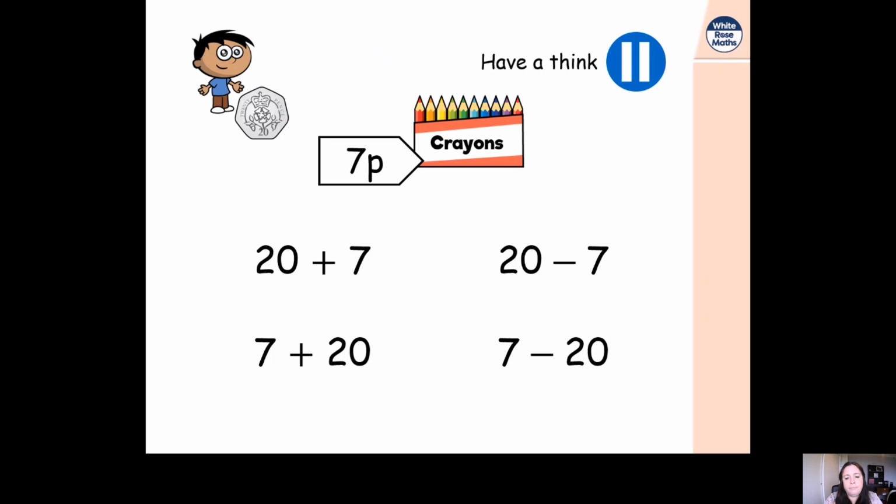The amount of money that Amir has is going to reduce. So the calculation isn't going to be an addition. He's not going to add 7. So it can't be 20 plus 7 or 7 plus 20. Amir is starting with 20 pence. That's his whole. And then he's going to reduce by 7 pence. So it can't be 7 minus 20, because he's not starting with 7 pence and reducing by 20. He's starting with 20 and reducing by 7.